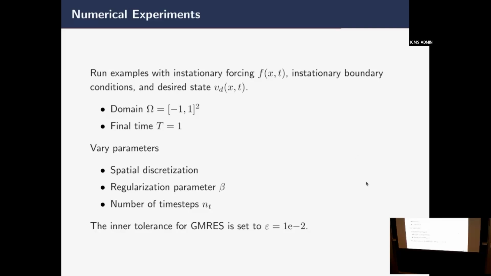The inner tolerance of the GMRes is set to 10 to the minus 2, but some tests have also shown that 5 times 10 to the minus 2, so 0.05, might already be enough. So we don't have to solve it to a very high accuracy in there, which is nice.